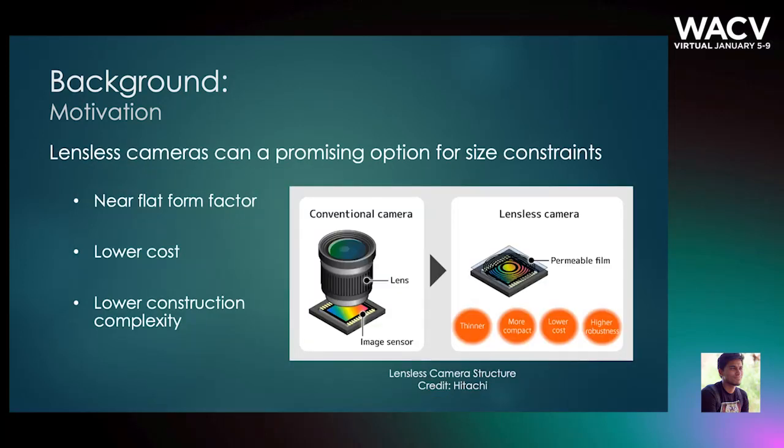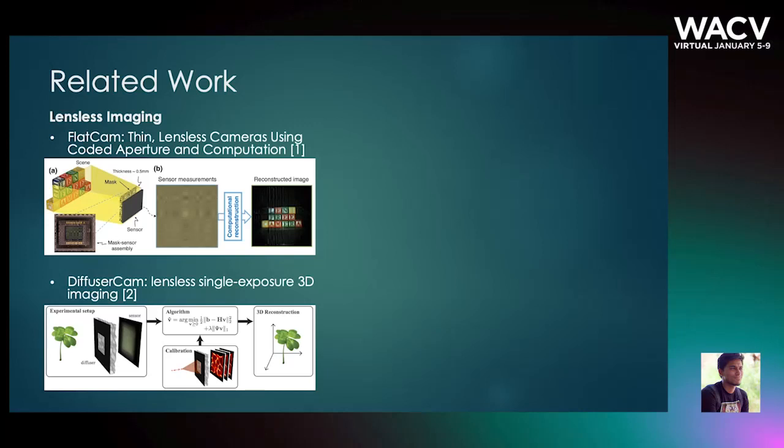Getting rid of the lens allows for a near-flat form factor, as the mask can be placed much closer to the sensor, as shown here. It also allows for lower cost and construction complexity with fewer parts to configure and account for. Some prominent traditional methods include FlatCam, that implements a coated mask with transparent and opaque features that diffract light to cause unique shadows on the sensor. DiffuserCam utilizes a diffusion layer as the mask that diffuses light from the scene onto the sensor.